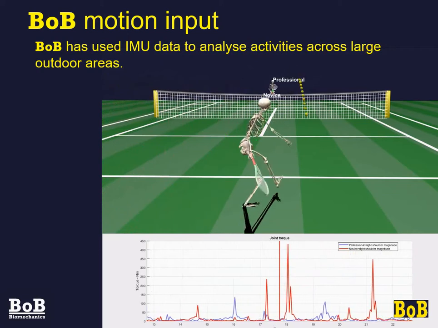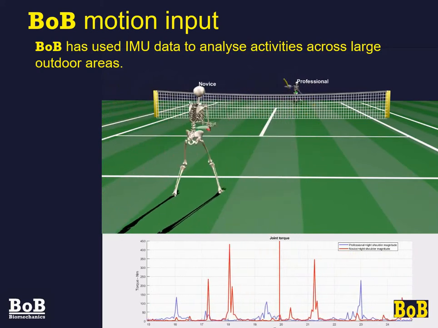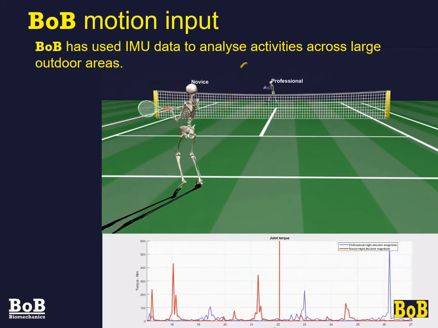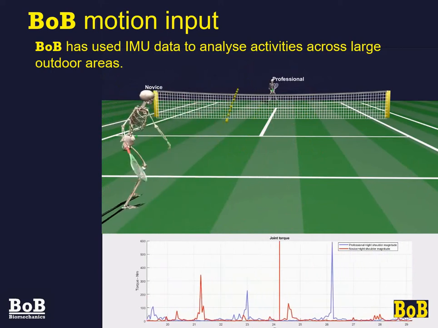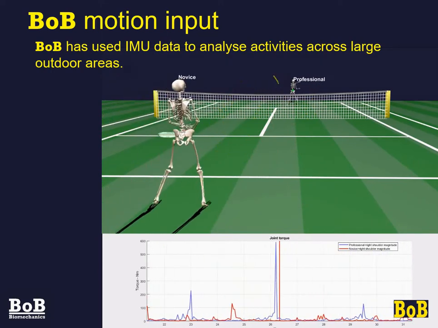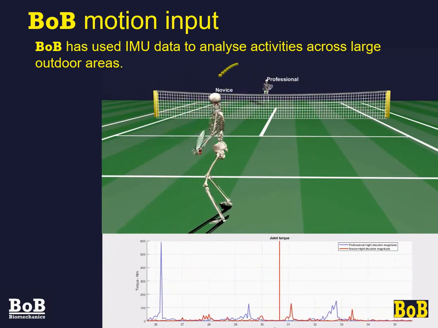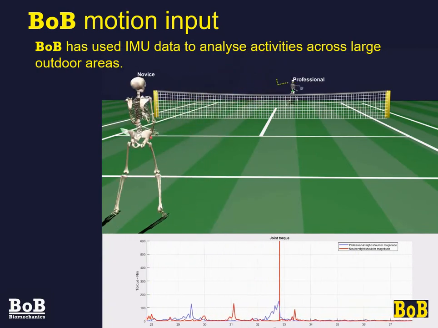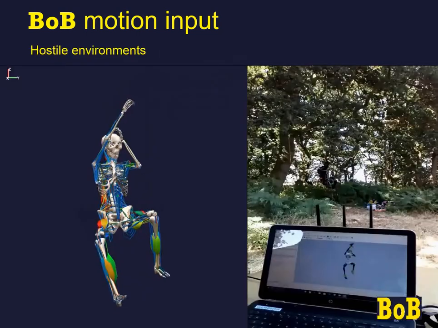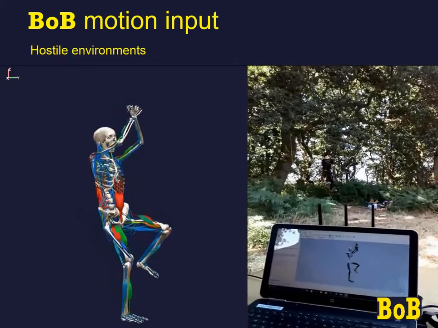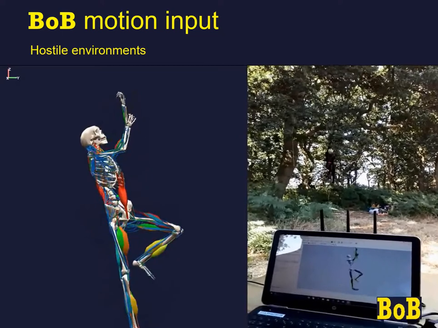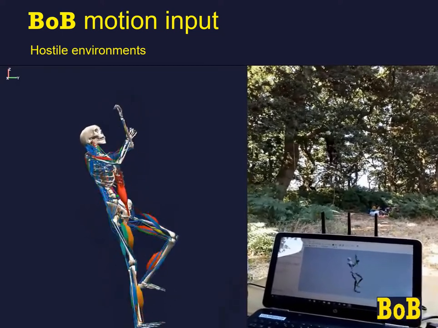This is an example of some work we did on an outside tennis court. We're measuring the position and the movement of 2 tennis players, one of which was the novice and the other was the teaching professional. And we're considering the torques that each of them were generating during a rally. We can also move out into hostile environments. This is some work that we did with motion capture up a tree.